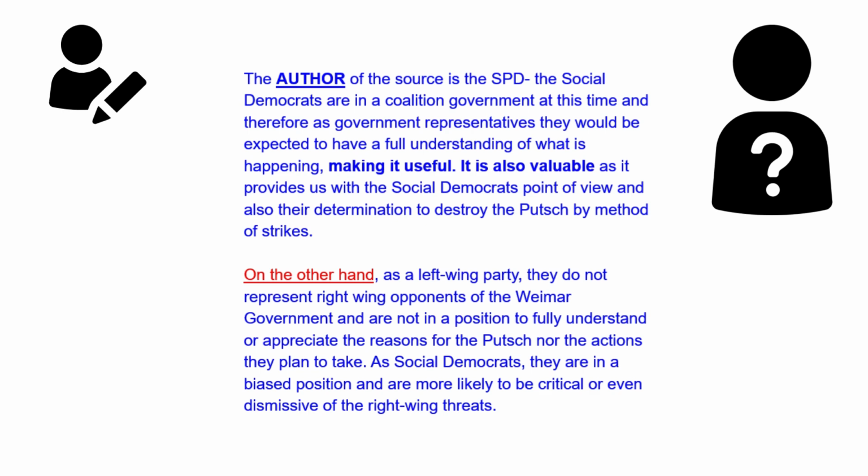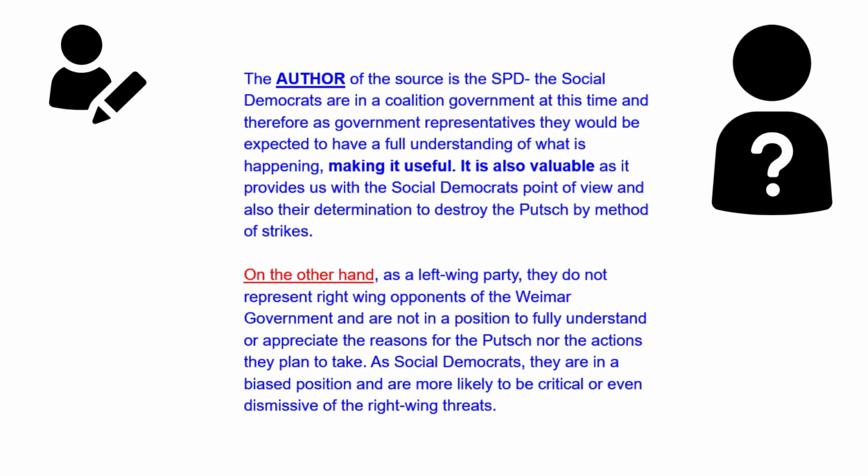On the other hand, as a left-wing party, they do not represent right-wing opponents of the Weimar government and are not in a position to fully understand or appreciate the reasons for the putsch in the first place, nor the actions they plan to take. The Social Democrats, in a biased position, are more likely to be critical or even dismissive of right-wing threats. So we've got both sides covered there.